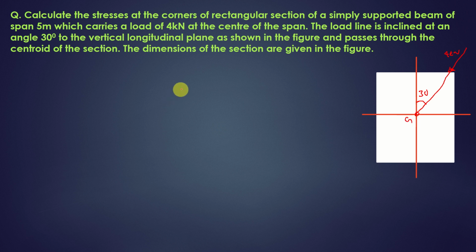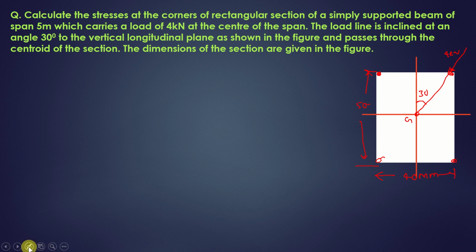The dimensions of the section are given in the figure, and this is the breadth we have 40 mm and the depth we have 50 mm. So this is the section we have. We need to find out what are the stresses that will be developing at each corner due to this inclined load, right? Due to this unsymmetrical bending, how the stresses will be developed, we have to see now.